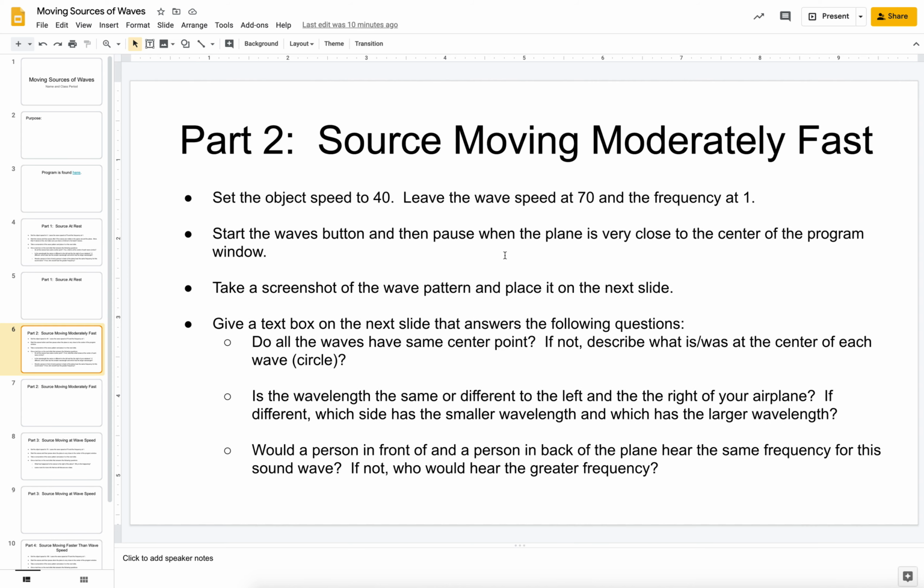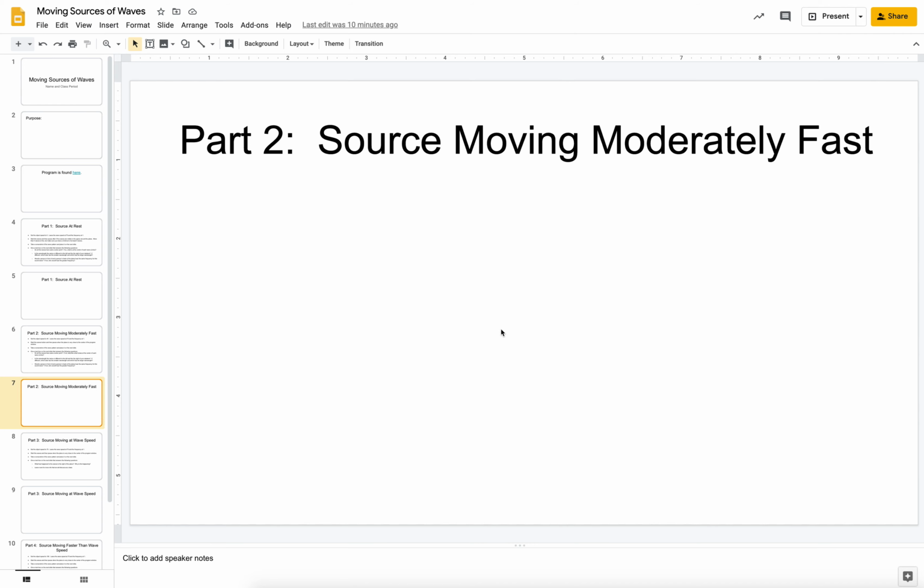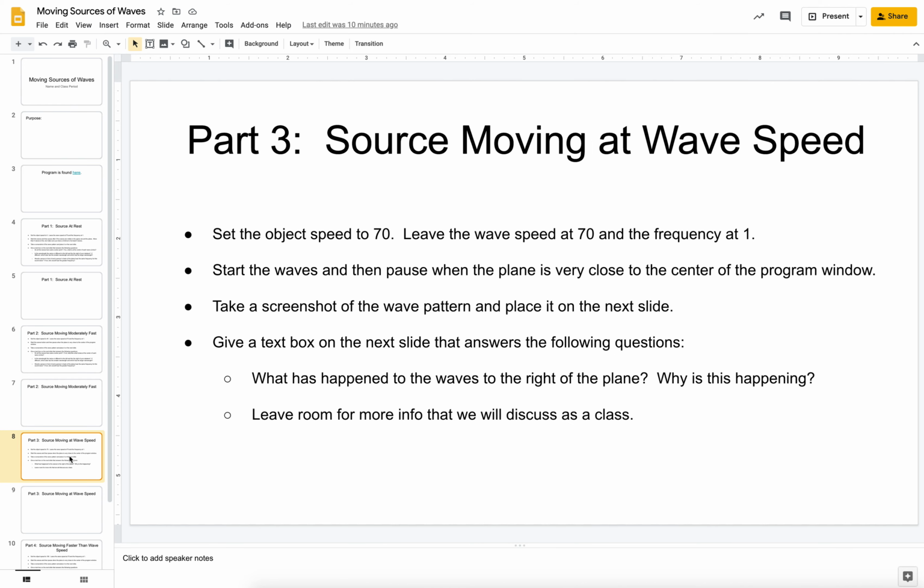For part 2, you're going to have the plane move moderately fast. Set the speed of the plane at 40, leave the speed of the wave at 70, keep the frequency at 1. Go through, take your screenshot, answer your questions. Again, put the screenshot and the answer to your questions on this slide.